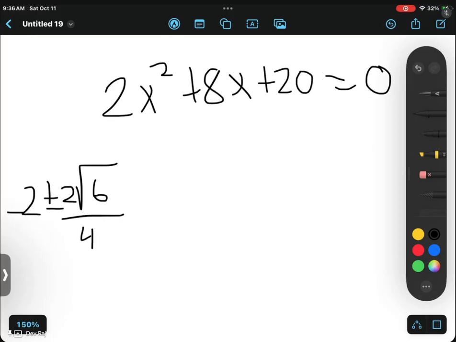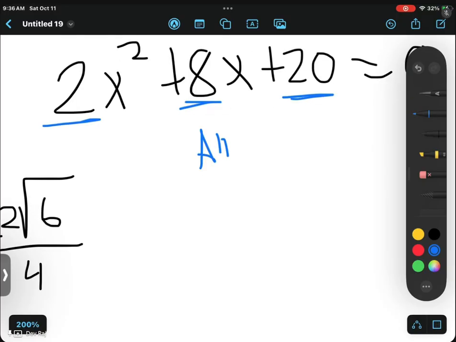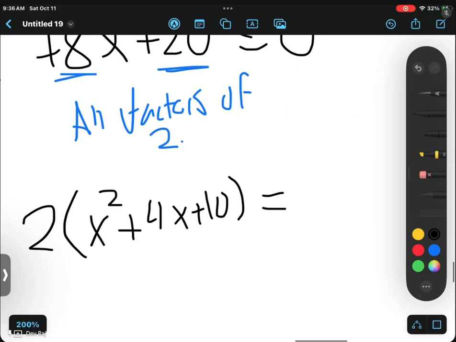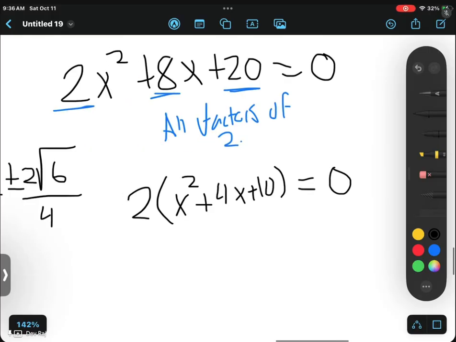Okay. So, first of all, without even solving this problem, I see that there's a 2, there's an 8, and there's a 20, which are all factors of 2, right? All factors of 2. So we could then simplify this to just 2 bracket x squared plus 4x plus 10 equals 0. Okay, are you good with that so far?